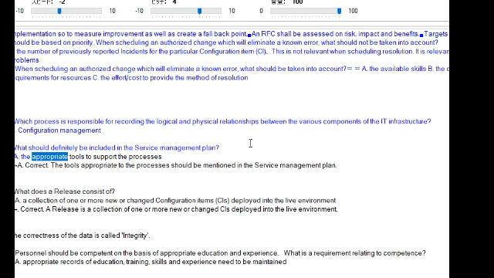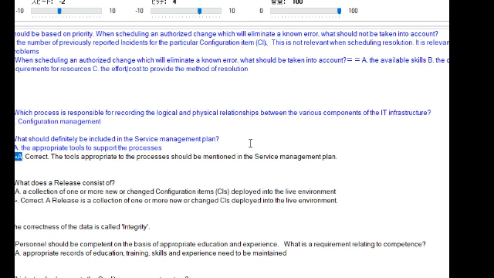What should definitely be included in the service management plan? A. The appropriate tools to support the processes. A. Correct. The tools appropriate to the processes should be mentioned in the service management plan.